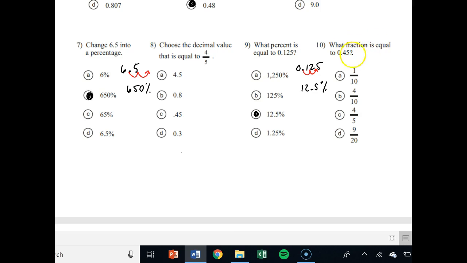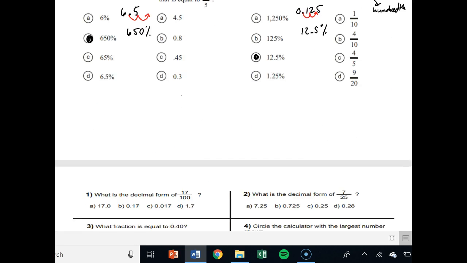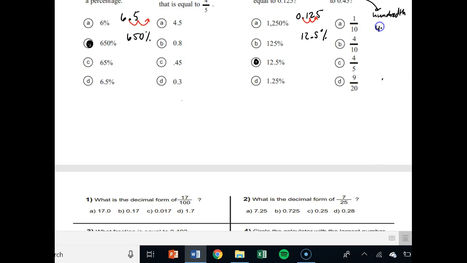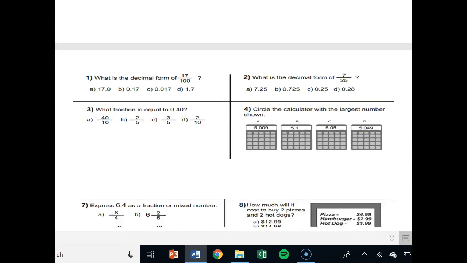I'll help you out with number 10 too. This is which fraction is equal to 0.45. Remember, this is in the 100th spot. Because it's in the 100th spot, all I'm going to do is put it over 100, and so 45 over 100. And then I'm going to simplify. So divide by 5. In dividing by 5, I get 9 over 20. So D. All right, to the back side.